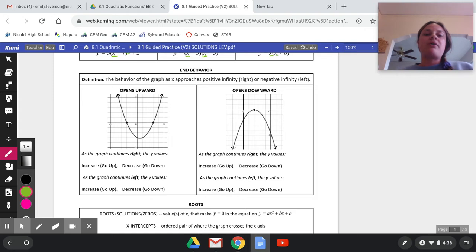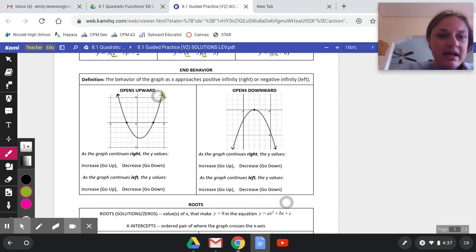The first thing that I want to talk about is end behavior of a graph. So when we talked about quadratic parent functions and that family of functions, we talked about whether it opens up or down. Recall the a value indicates to you if it's a positive a, it opens up. If it's a negative a, it opens down. That is kind of indicating to you the end behavior of the graph. So as you look at the graph, if your parabola opens upward, on the right-hand side, it goes up, and on the left-hand side, it goes up.